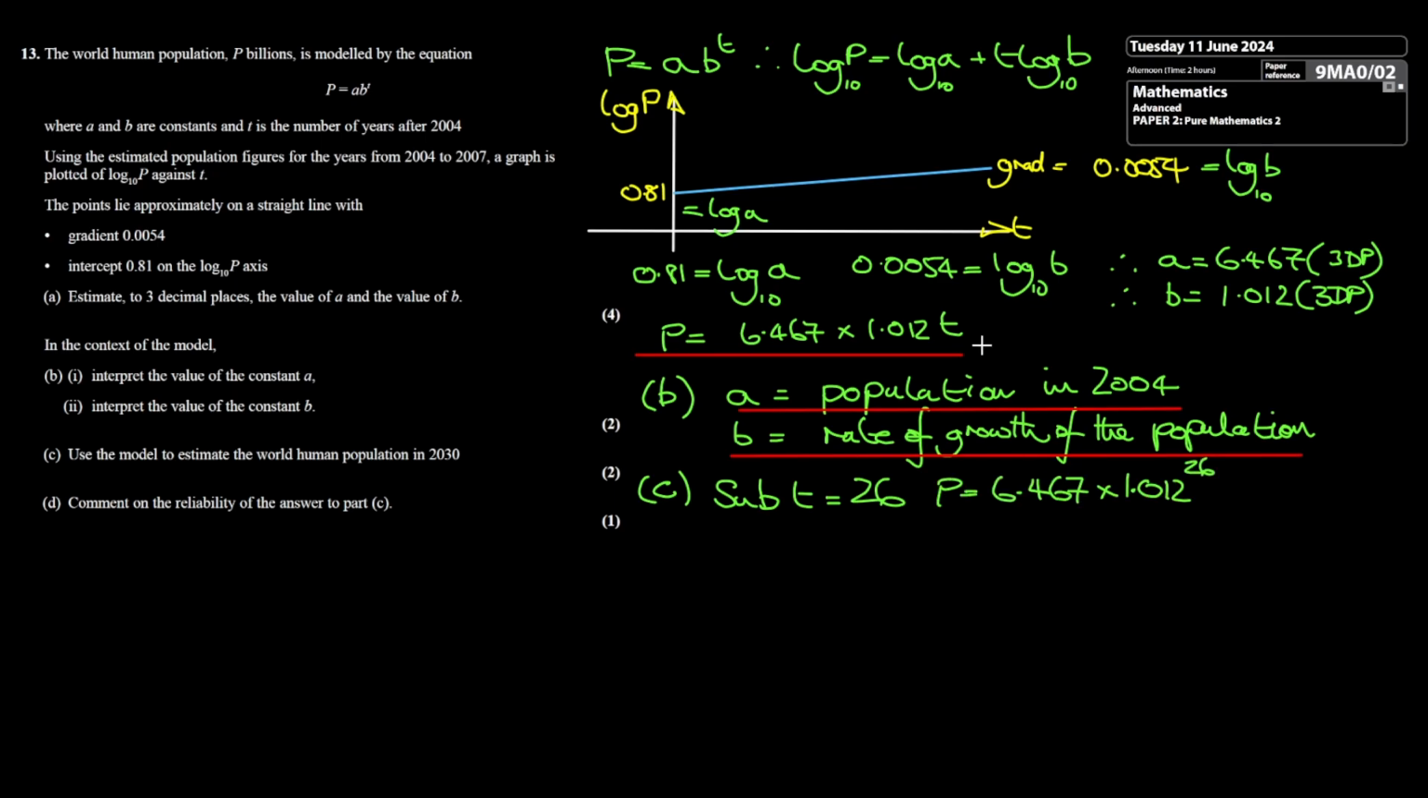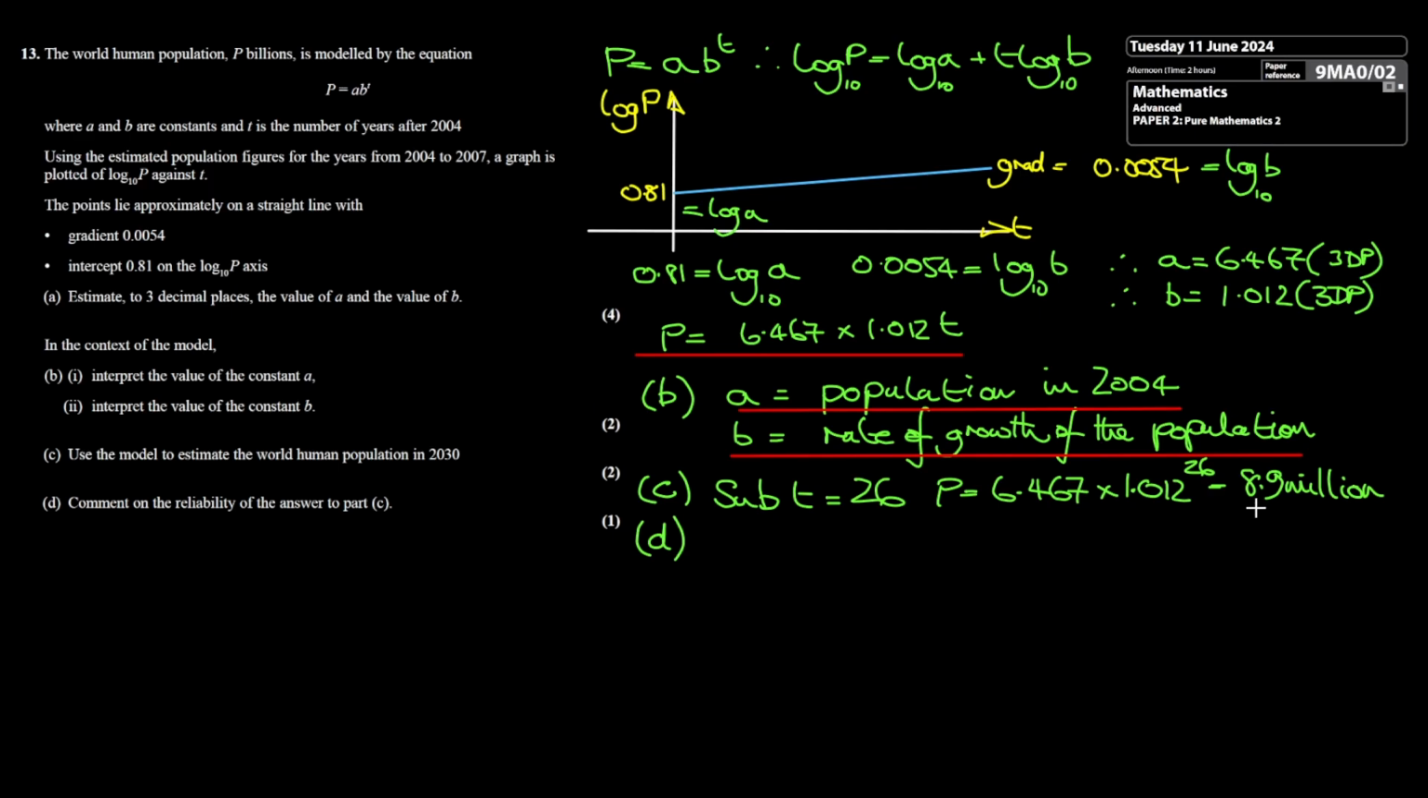Our population is our full expression for the population, with t substituted as 26. And this turns out to be 8.9 million. And in D, we're supposed to comment on the reliability of this answer. Well, the figures only went up to 2007, and we've been asked to stretch this way beyond the data that was used to generate this relationship in the first place.